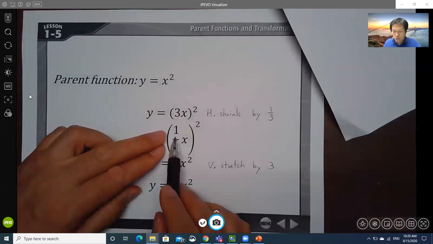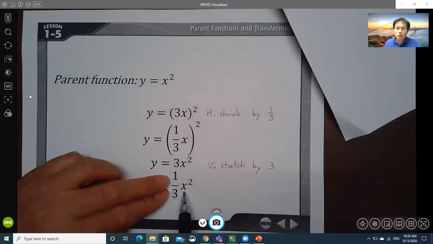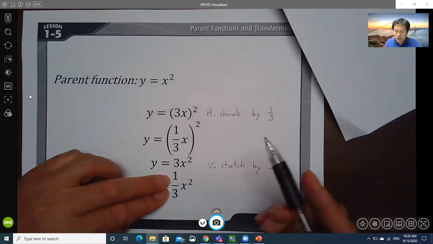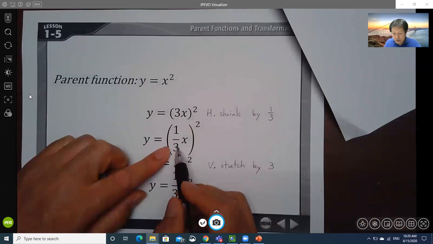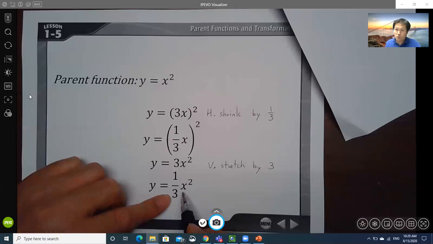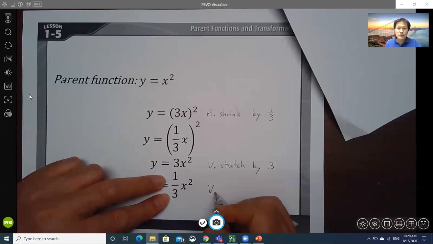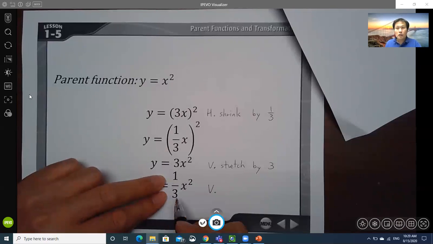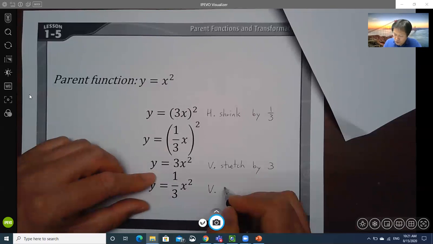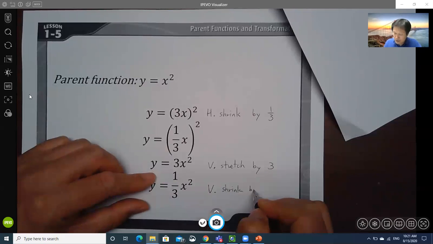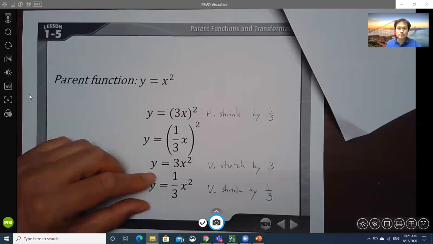Now, when you multiply by 1/3, the first question you have to ask yourself is, can X see 1/3? No. X is under the square. X cannot see anything outside of the square. X cannot see 1/3. 1/3 has nothing to do with X. That means it's a vertical. 1/3 in decimal is 0.33, less than 1, a smaller number. So smaller number, shrink. Vertical shrink by 1/3. Okay?